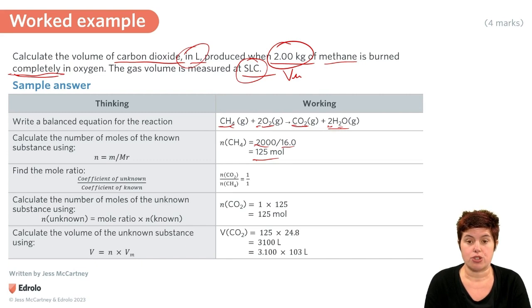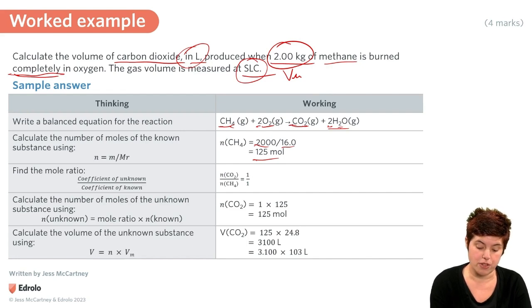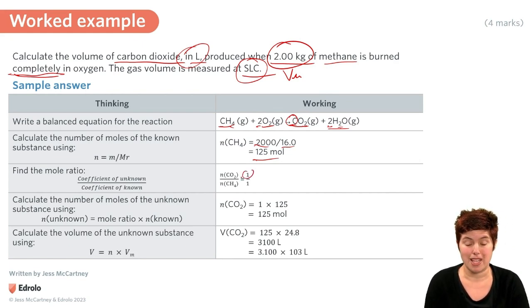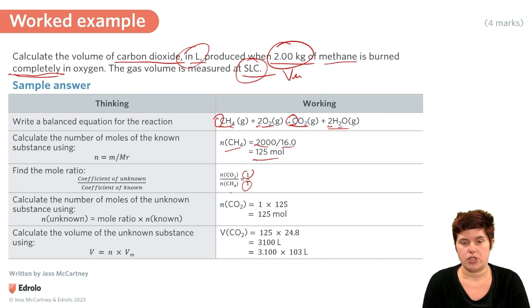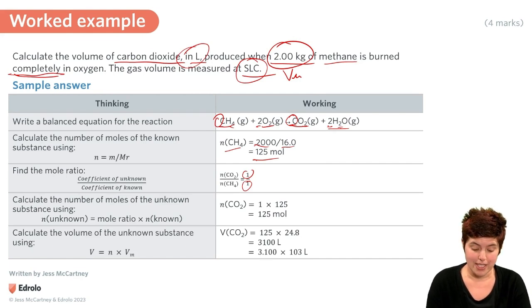Next step is to do the stoichiometric ratio. So it's unknown over known. The unknown is carbon dioxide. There is nothing in front of that in the equation. So just here, so that means that's a 1. So that's where that 1 comes from. And the known is the methane, as that's what we were able to calculate in step 2. And there is nothing in front of that as well. So that is also a 1. So it's a 1-to-1 ratio. It makes our calculations super simple. That means that the mole of methane is equal to the mole of carbon dioxide, which is 125 mole.